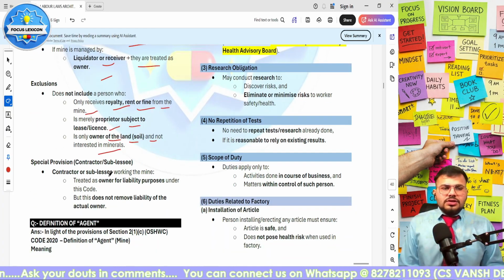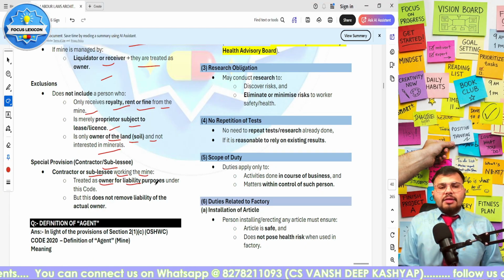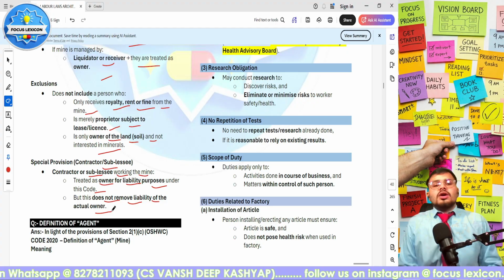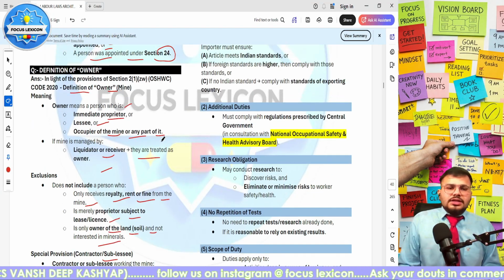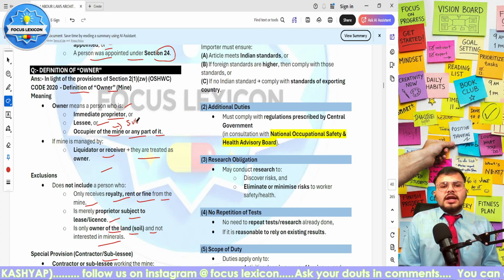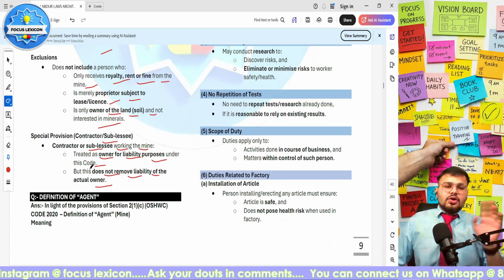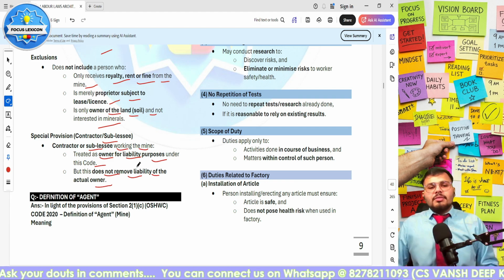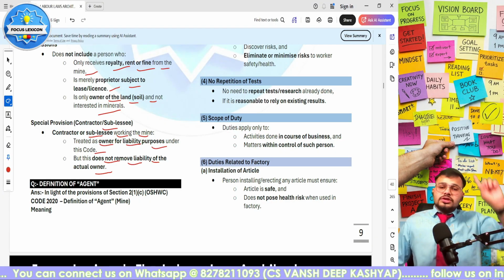Then special provisions, contractor or sublessee. Contractor or sublessee working in the mine treated as owner for liability purpose under this code. But this does not remove the liability for actual owner. For example, someone has given the land on lease and this person subleases the land or subcontracts to another contractor. Then the contractor or sublessee working in the mine, they will be treated as the owner for the liability purpose. But this does not remove the liability from the original owner, from the original lessee also.